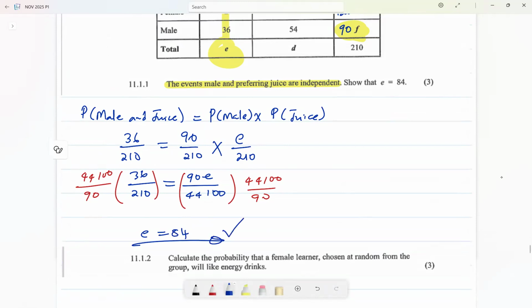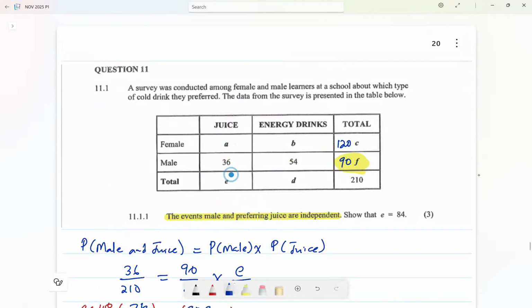Okay, cool. Now we have this as 84. 84 minus 36 is going to be 48. And then 48 plus what is equal to 120? 120 minus 48 is going to be 72. And then 72 plus 54 is going to give us 126. Okay, everything is fine. 126 plus 84 is equal to 210.